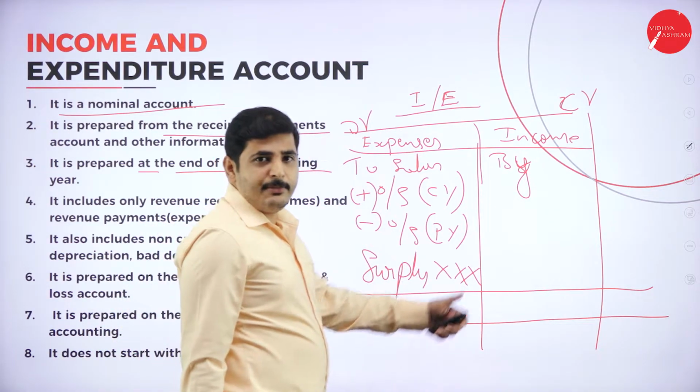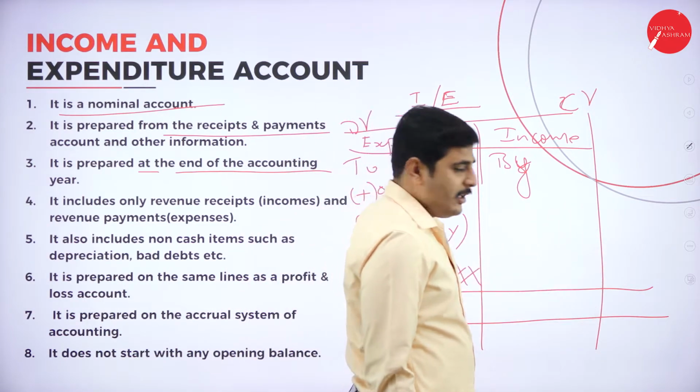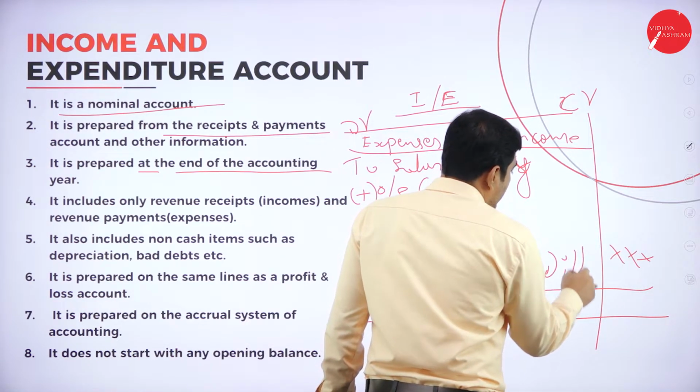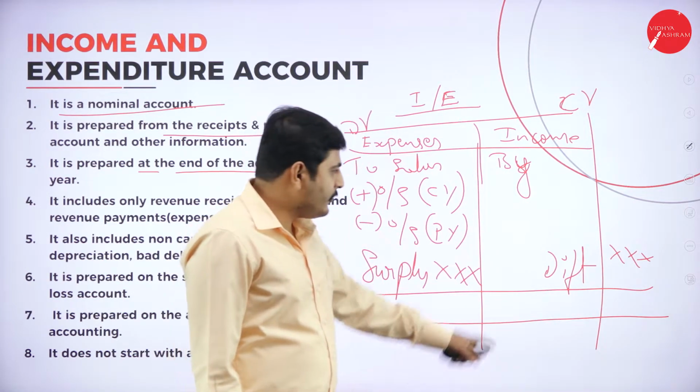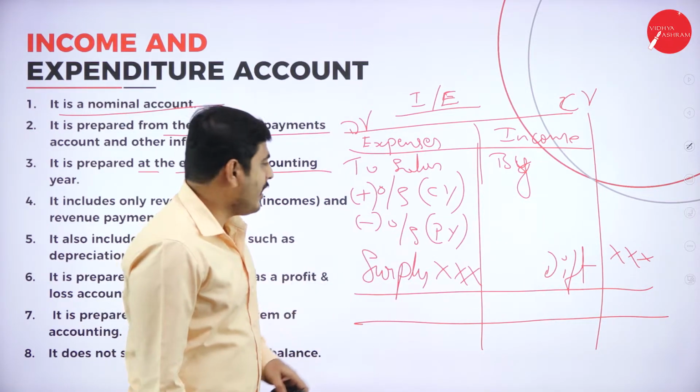If you get more amount on the debit side, the difference comes on the credit side. This is called deficit. So deficit is loss, and surplus is gain or income.